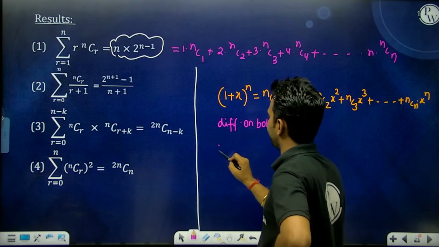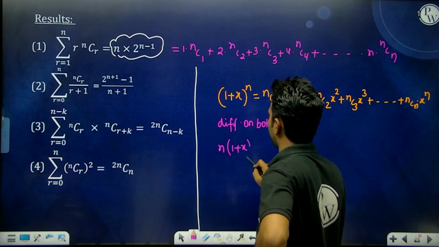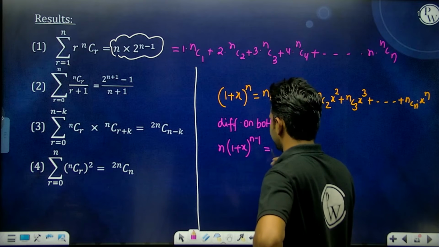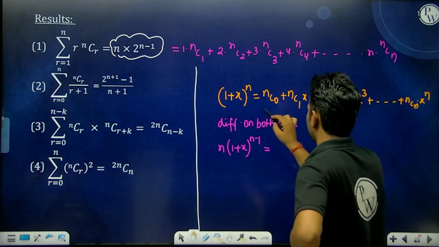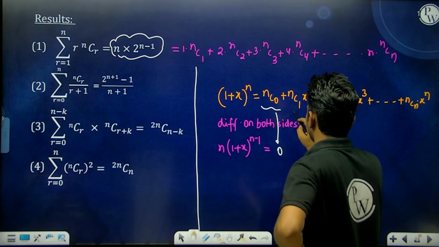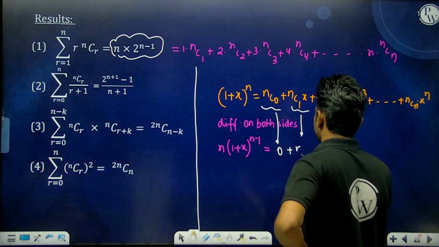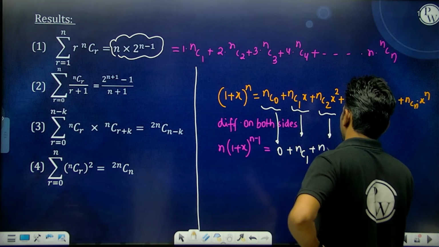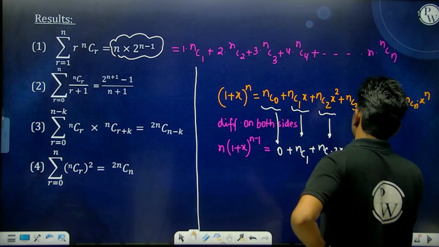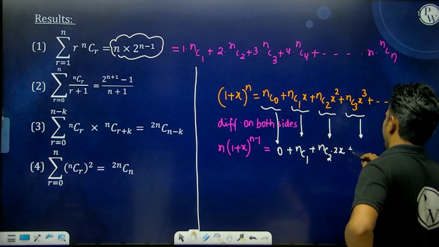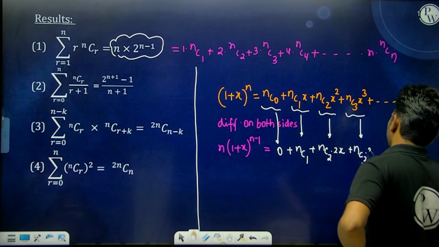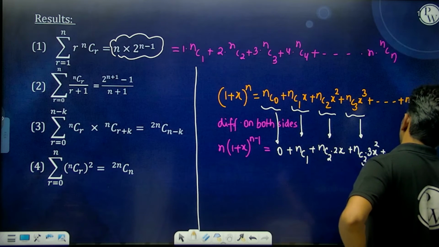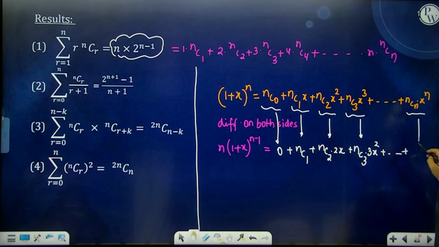then on the left hand side it will become n(1 + x)^(n-1), and on the right hand side the differentiation of this is going to be 0. The differentiation of this is going to be nC1, that is the constant term only. The differentiation of this is going to be nC2·2x. The differentiation of this is going to be nC3·3x² and so on. You're going to move till the differentiation of this will become what? nCn·n·x^(n-1).